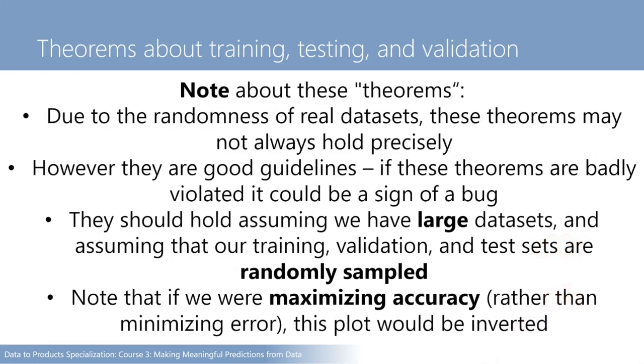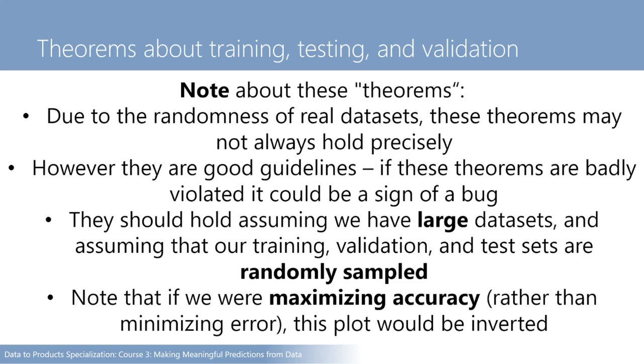So finally, a few notes, or perhaps warnings, about these theorems, really to explain why I put the word theorems in inverted commas here. First off, due to randomness of real data sets, the theorems may not always hold precisely. You could have outliers in your data sets, or you could have very small data sets in the first place, and you could not necessarily guarantee that when you exposed the model to new data, these theorems would exactly hold. But they're good guidelines. If you have a reasonably large data set, they should hold.